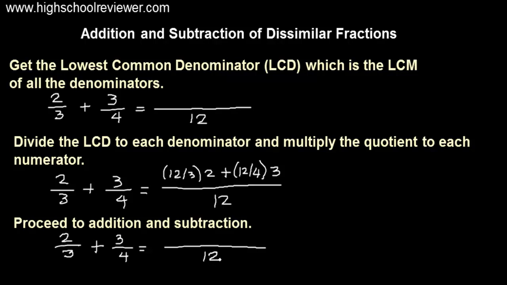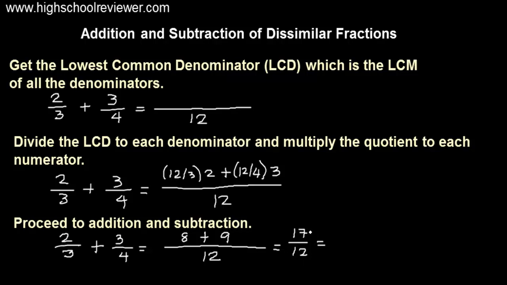Then we have here our LCD is 12. So 12 divided by 3, that is 4, multiplied by 2, that is 8, plus 12 divided by 4 is 3, multiplied by 3, 9. And 8 plus 9, this is 17, all over 12. Now, since this is an improper fraction, we have to simplify this to a mixed number.